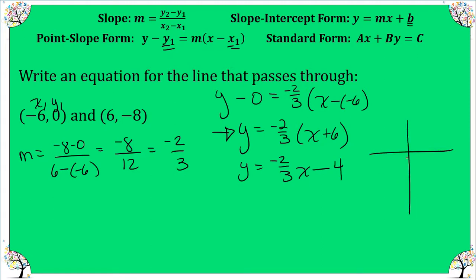I'm going to start at 0, negative 4. That's the y-intercept. I'm going to go down 2 because my slope is negative. So down 1, 2, and to the right, 1, 2, 3. If I were asked what is the x-intercept, it is negative 6, 0. That was given to us. If we were asked what is the y-intercept, we would say 0, negative 4.